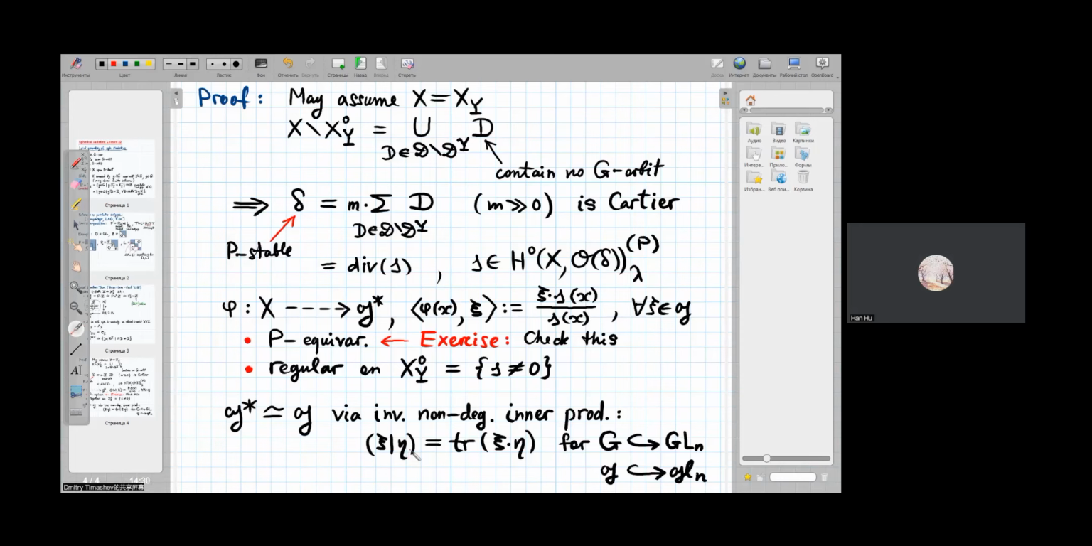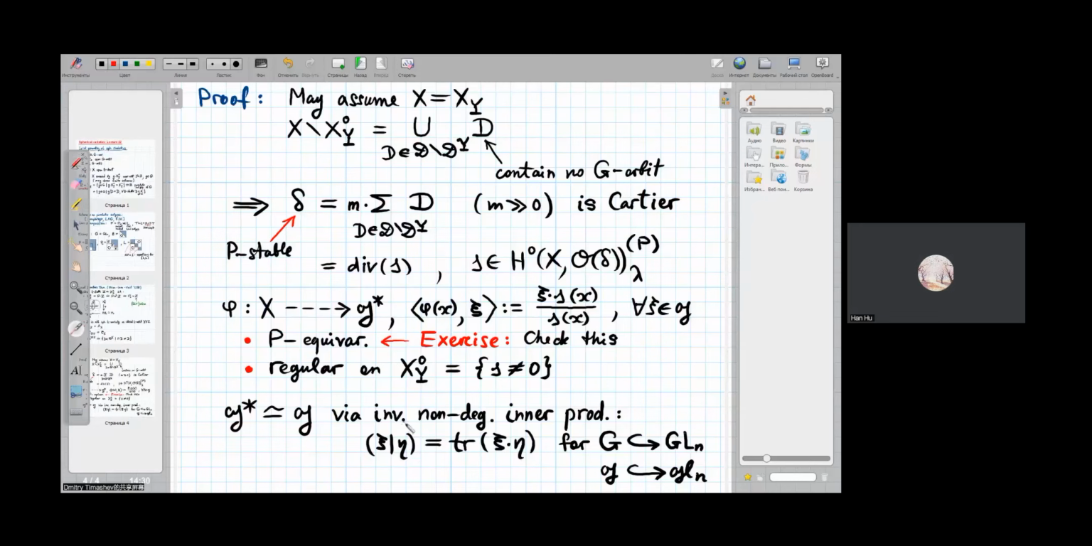Let me recall that we are working over an algebraically closed base field. So of course, no real numbers. The inner product, in my sense, is not the Euclidean inner product, which you are used to. So this is just a symmetric bilinear form, non-degenerate symmetric. And the point is that it is non-degenerate.